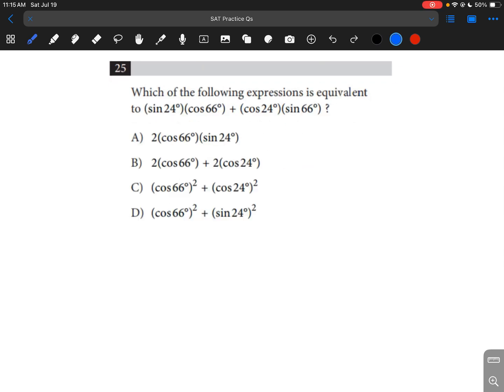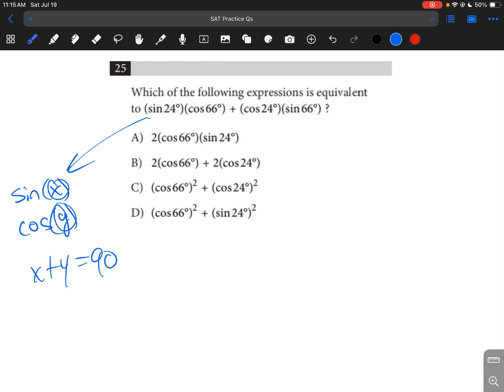And for this question, they want you to know that sines and cosines are equivalent if they're complementary to one another. Meaning that if you have sine of something and then cosine of something else, if these insides, x plus y, is equal to 90, they're equivalent. So that means sine of 24 is equal to cosine of 66. So you can just substitute those in.